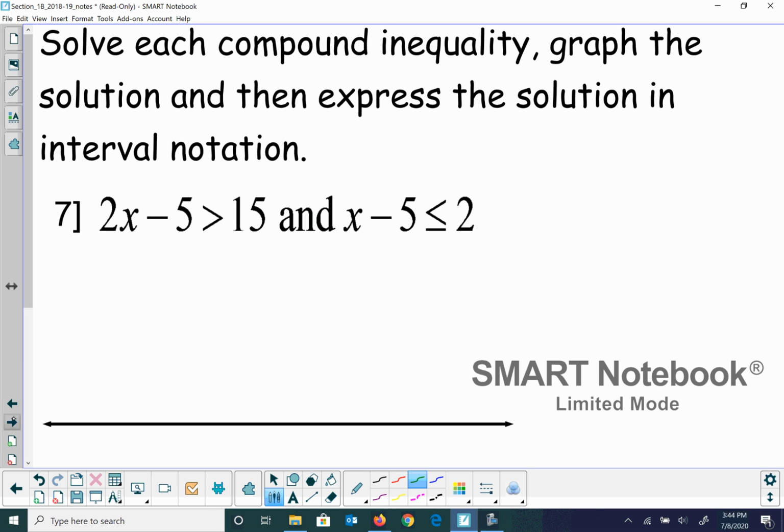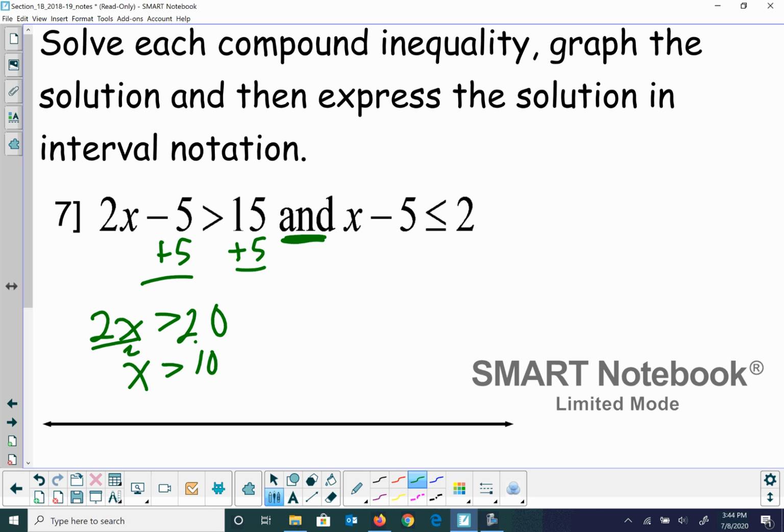Okay, solve each compound inequality. Same idea. We're going to solve this. Again, we have the and statement. Remember, and means we have to find where it works for both. So add 5, add 5. So 2x is greater than 20. X is greater than 10, right? What did I do? I divided each side by 2.